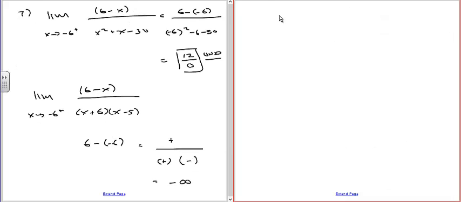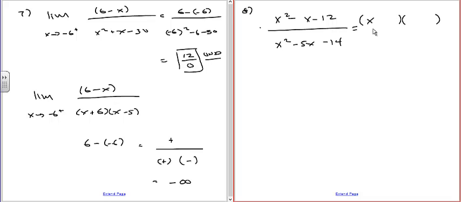Okay, next one, find the vertical asymptotes. So that's pretty easy. All you have to do is really just factor the denominator. I guess you have to factor the numerator to make sure that there's not a common factor. That would be indeterminacy and not vertical asymptote. So the numerator and the denominator.